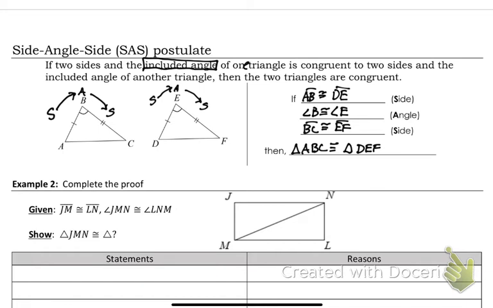So side, angle, side. So we know side, side, side, and we have side, angle, side. Those are the two ways that we can show triangles are in fact congruent. They're the only two ways we know right now. So if I'm looking at any proofs either on the notes or on the homework, I'm looking for one of those two things. Either I'm looking for side, angle, side, or I'm looking for side, side, side.